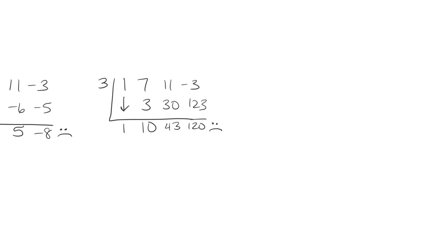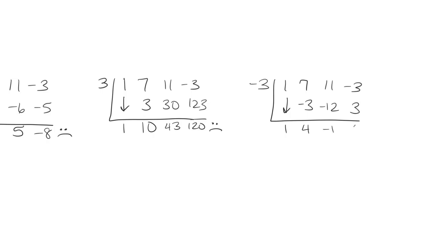So we're really hopeful that -3 works. Here's 1, here's 7, here's 11, here's -3. We bring down, multiply, add, multiply, add, multiply, add. Hooray! Because we got a remainder of 0. This is an actual zero for this polynomial.